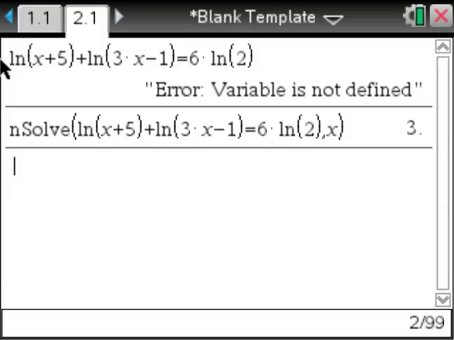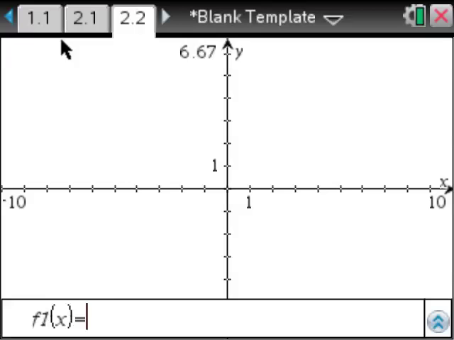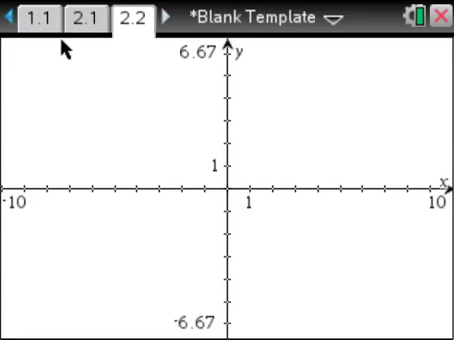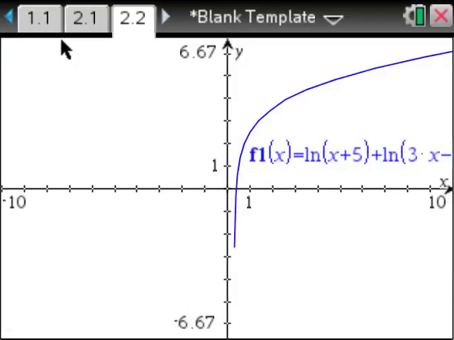A quick way of visually checking that is to draw a graph of these two functions, graph the left hand side and graph the right hand side. So pressing Control Dock and then choosing a graph page, I'll type in the natural log of x plus 5 plus the natural log of 3x subtract 1, and I see nothing turn up. Let's just go back and see. Oh, typing error. My apologies. We get the graph turning up there.